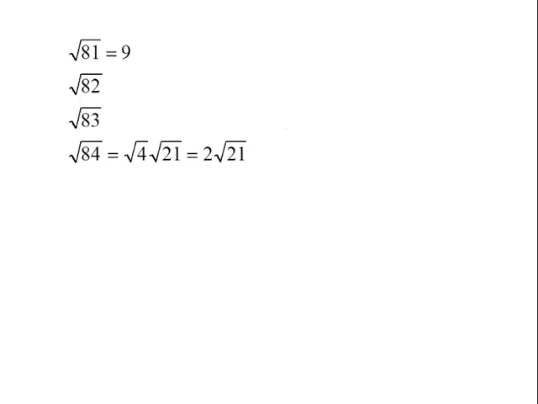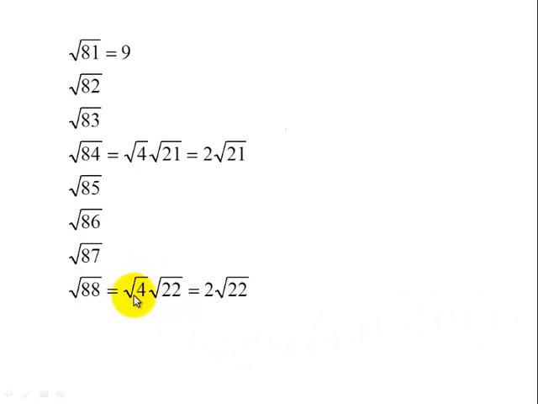83 is prime. 84 has 4 as a factor, so this reduces to 2 radical 21. 85 is 5 times 17, no perfect square factors. 86 is 2 times 43, no perfect square factors. 87 is 3 times 29, no perfect square factors. 88 has a perfect square factor of 4, so this becomes 2 radical 22. 89 is prime. 90 has a factor of 9. The square root of 9 is 3, so we're left with 3 radical 10.